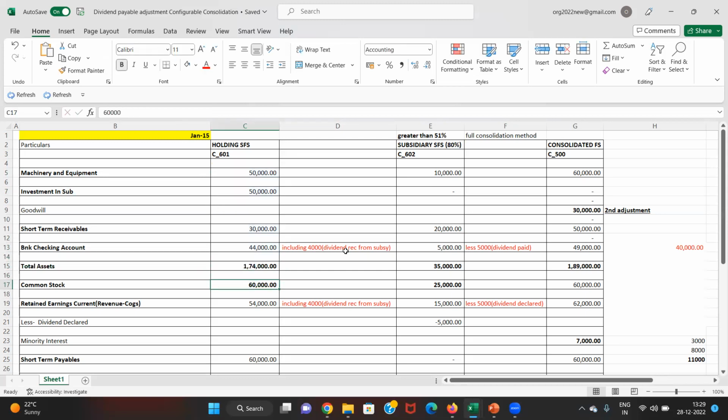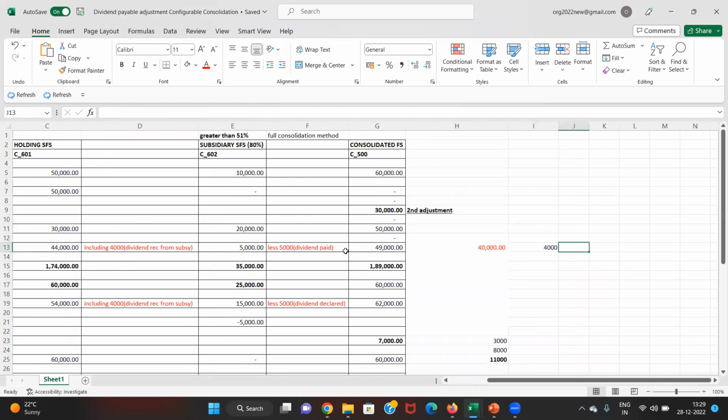Correspondingly, the bank account of the subsidiary, say, was 10,000 earlier, and now after payment of 5,000, because it has paid to both the NCI as well as the holding, say 4,000 is paid to the holding and 1,000 is paid to the NCI, which will be shown in their respective bank accounts. It's not shown in the consolidation.